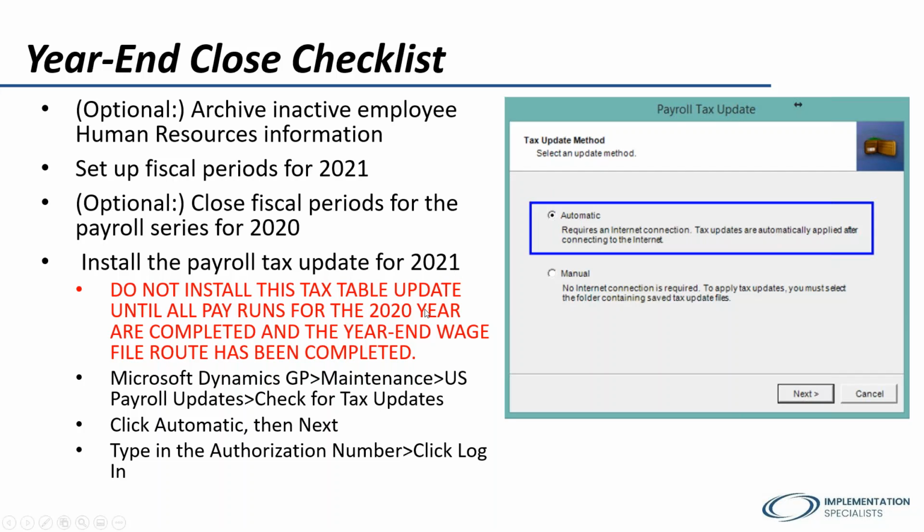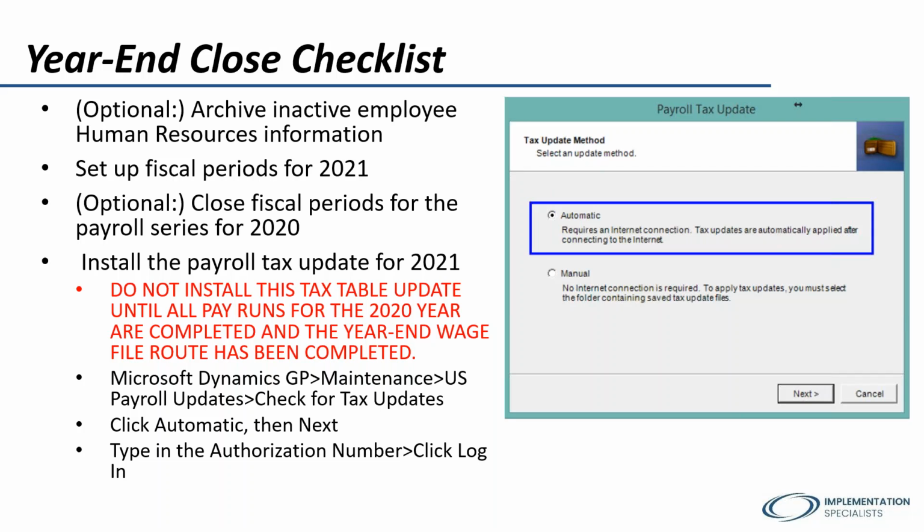What this will do is go through and download your tax types. This is found under the Microsoft Dynamics GP, Maintenance, US Payroll Updates, Check for Tax Updates. You'll get this option here that will say Automatic. You'll click Next. It will then ask for an authorization number. For companies who have been using GP for a long time, that authorization number is usually just your phone number.